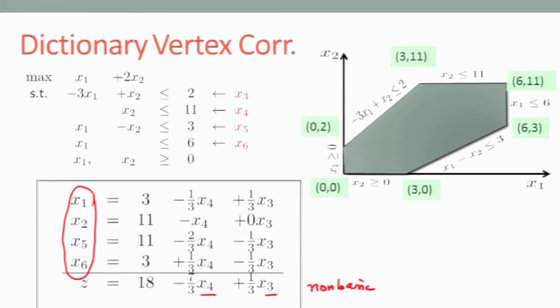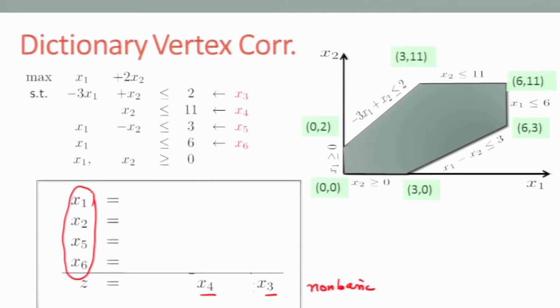So let us interpret this dictionary as a vertex. To do so, I'm going to hide the parts of the dictionary that absolutely do not matter to me. So I'm going to hide almost everything in the dictionary. We just need to know two things: what two variables are going to be non-basic? So here x3 and x4 are non-basic. That's all I need to know.